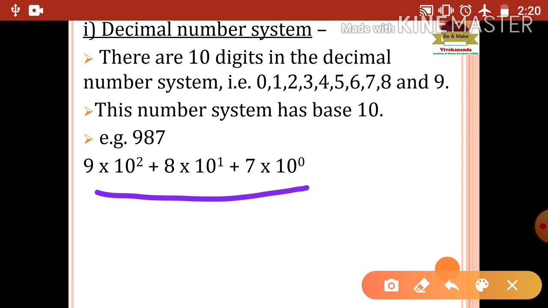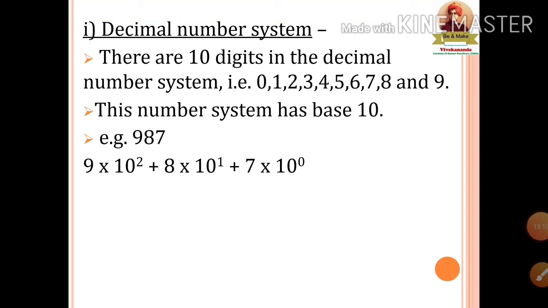Okay, now how are we going to represent this? Here, number 10 will act as the base of that particular number system, and the numbers which are upside show the position of that particular number in that numeric value.